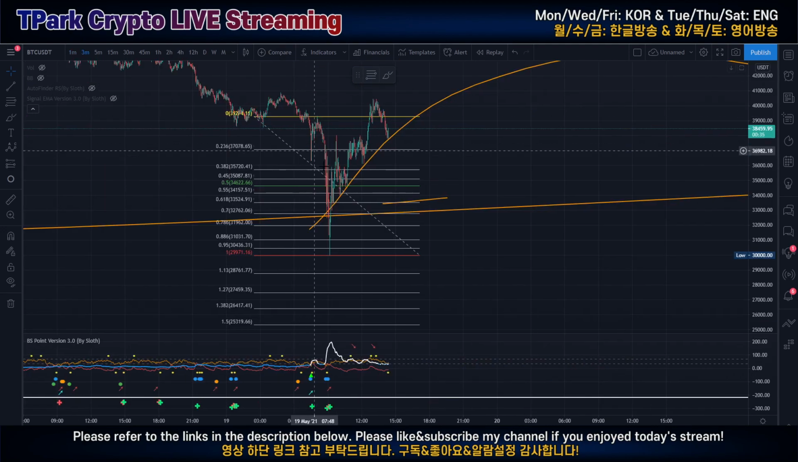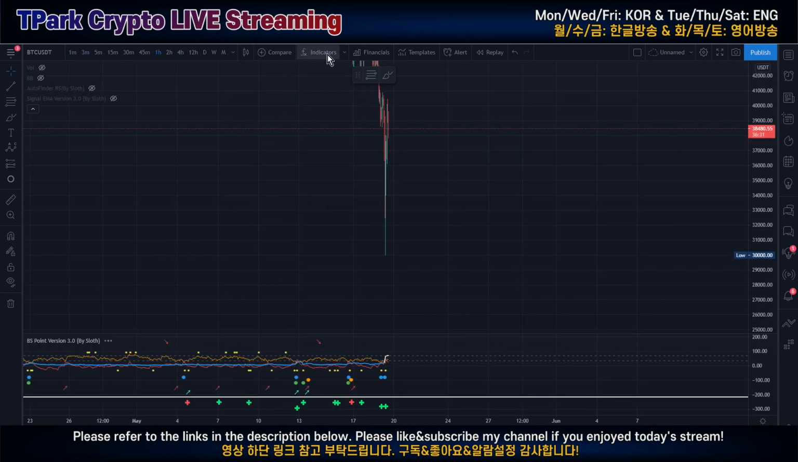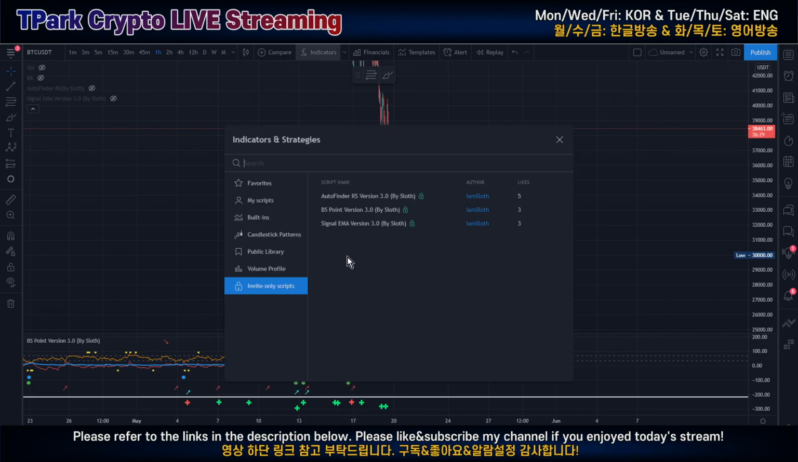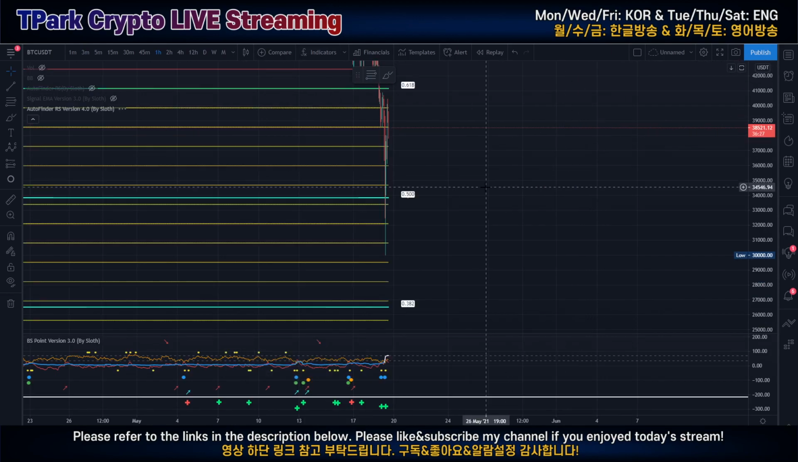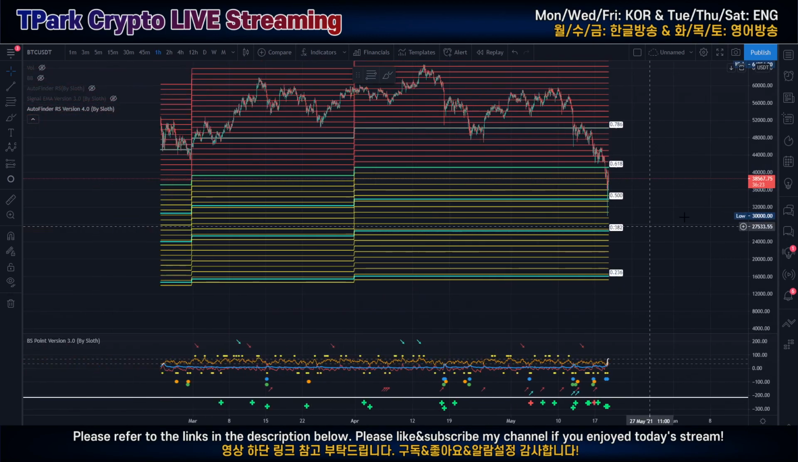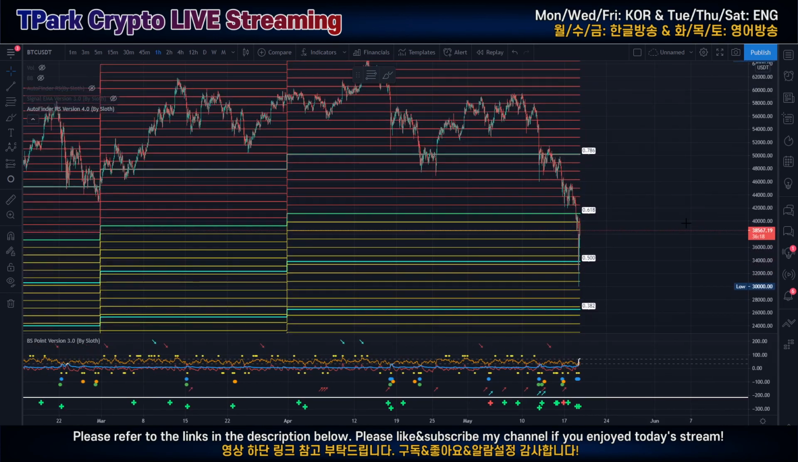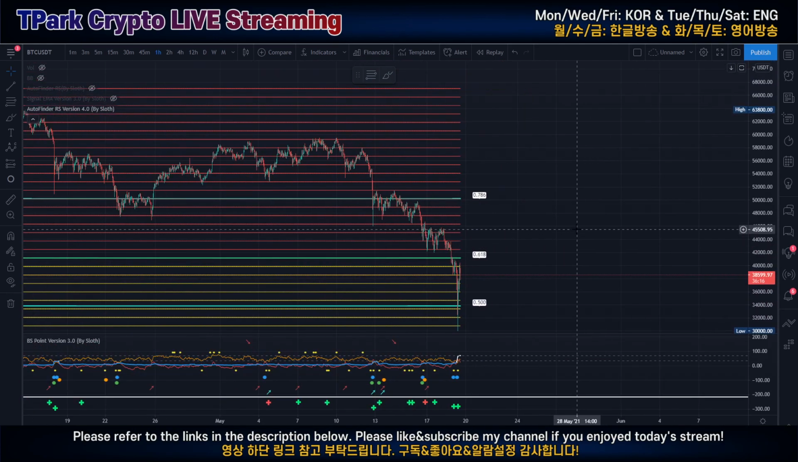So let's go to Bitcoin. And let's erase all this. Let's go to 1 hour. And if I go into indicators and Auto Finder, this is what you'll get. Okay, so this is what you get. And this is what the whales are using as support and resistance lines.